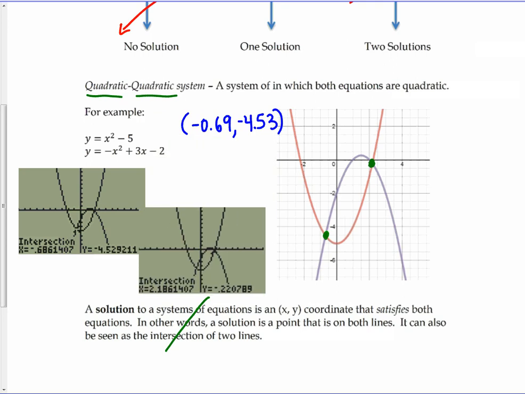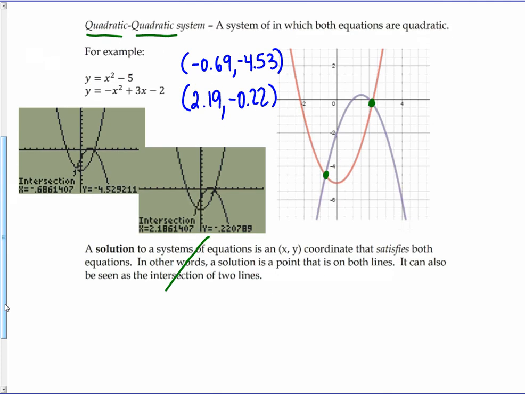2.19 and negative 0.22. There's our 2 intersection points. Pretty simple. A solution to a system is the xy coordinate that satisfies both equations. In other words, it is the point that is on both lines or the intersection. Not too mind-boggling. Turn the page.